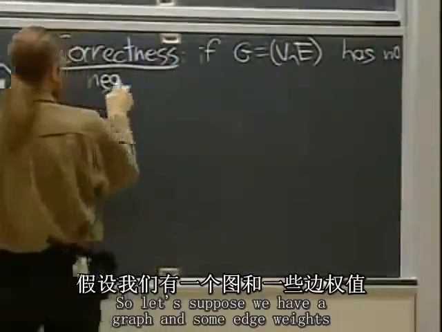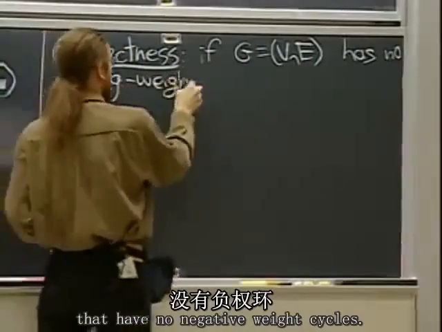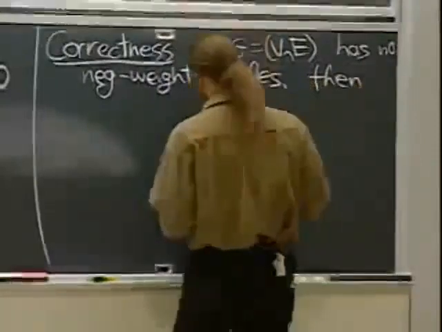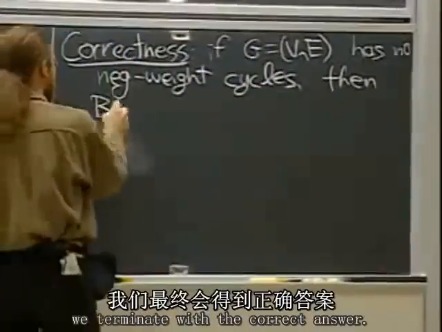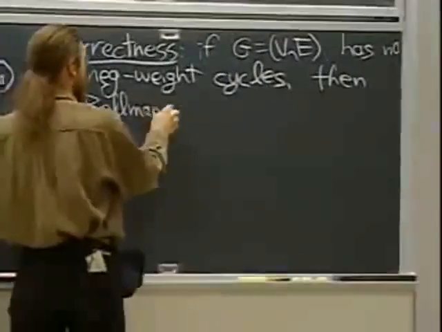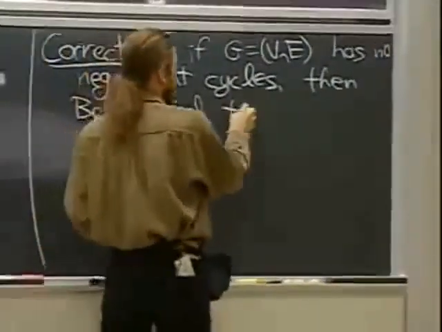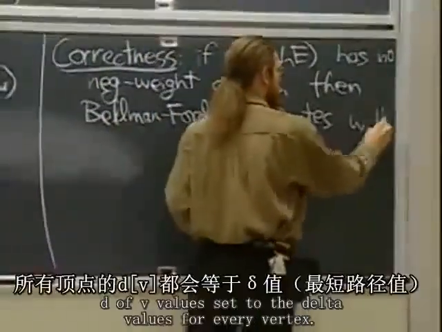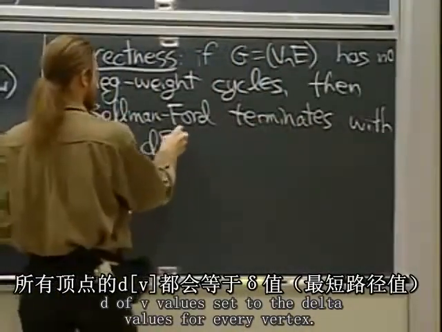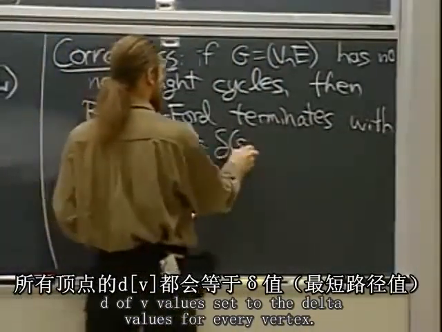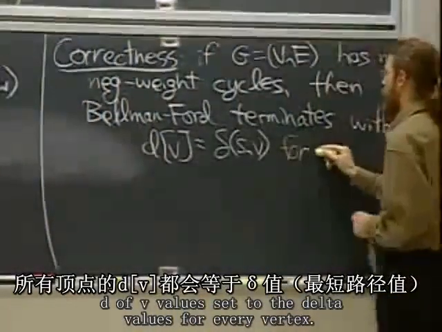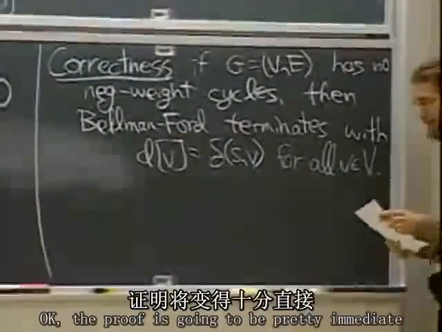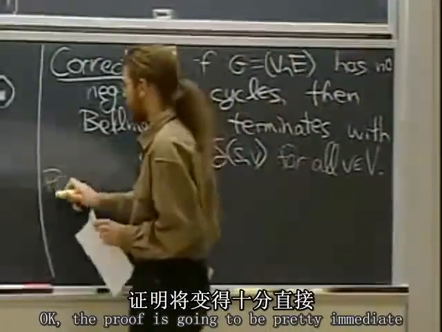So let's suppose we have a graph and some edge weights that have no negative weight cycles. Then the claim is that we terminate with the correct answer. So Bellman-Ford terminates with all of these d of v values set to the delta values for every vertex.